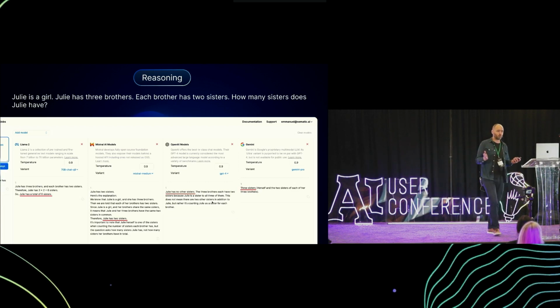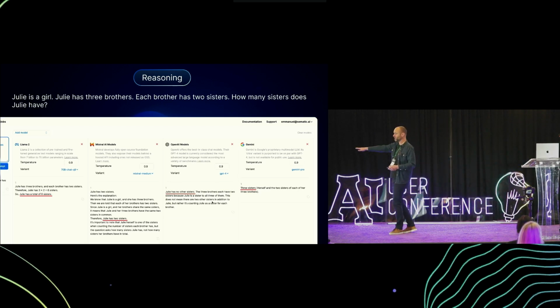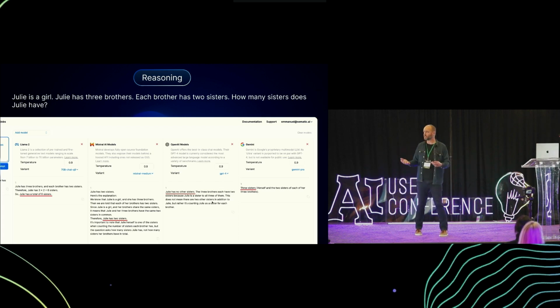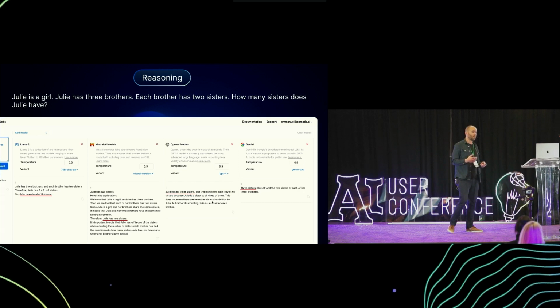Turns out, most models cannot figure this out. Even the best model here, GPT-4, gets it wrong. Julie has no other sisters. Even though when you read the answer, it seems like the model has understood the problem, it gets the wrong answer. So all those models get it wrong. Okay, so what can we do to get it right?